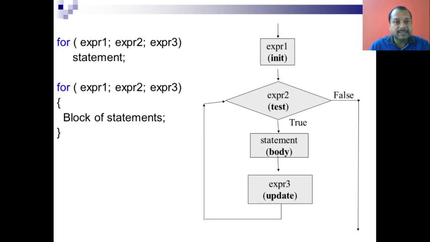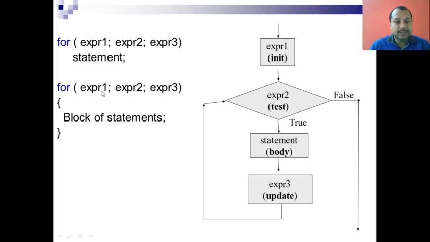Now after the execution of expression 1, the condition will be tested. If the condition is true, then only the next statement or block of statements will be executed. After the execution of the block of statements is over, the control will go back to expression 3. Please note that it will not go back to expression 1.